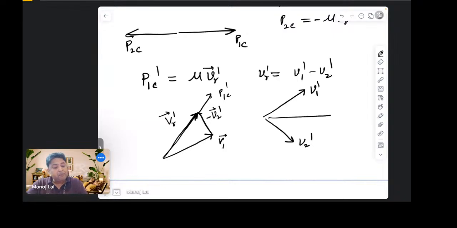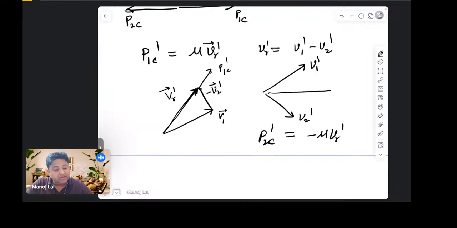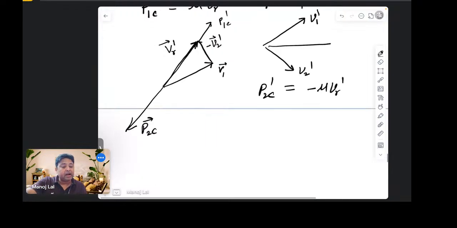And then P2C is what? P2 dash C means momentum of second particle after collision is minus mu into V relative dash. So P1C is this, then P2C is just opposite to that. This is P2C. So student, let us draw it like this.